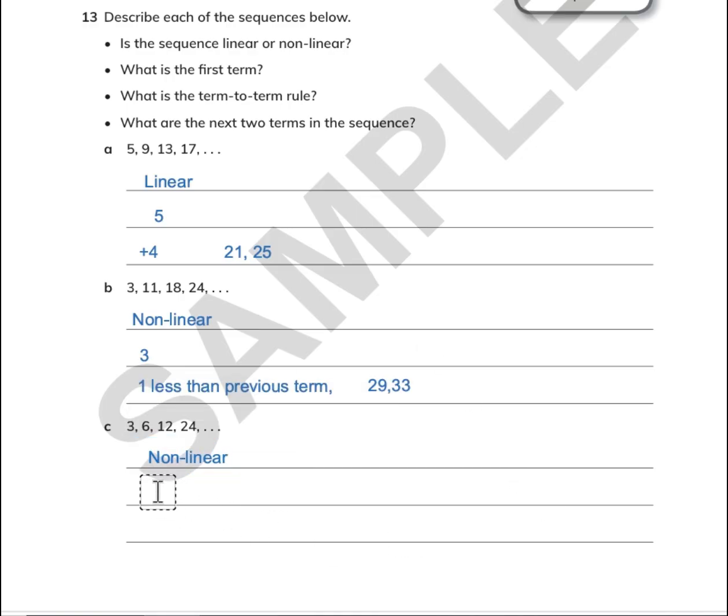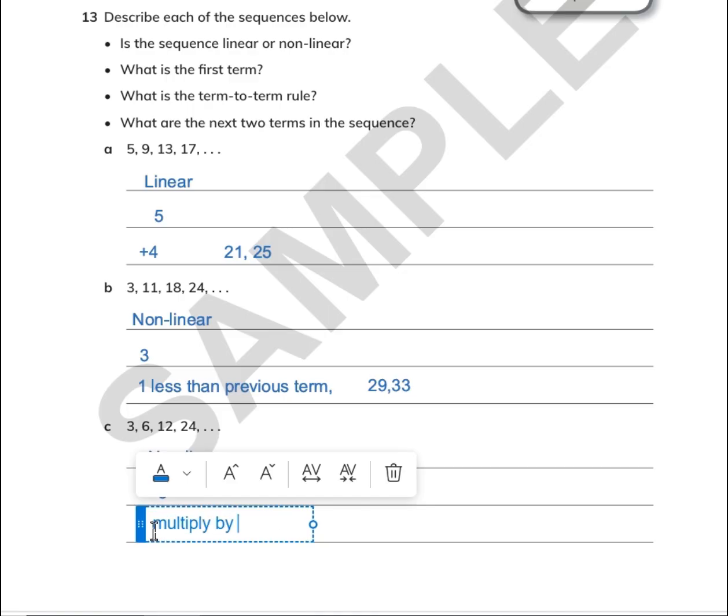What is the first term? The first term is 3. What is the term to term rule? The term to term rule is multiply by 2. You can see that first we multiply 3 by 2, 3 2s are 6, 6 by 2, 6 2s are 12, 12 by 2, 12 2s are 24. So the term to term rule is multiply by 2.